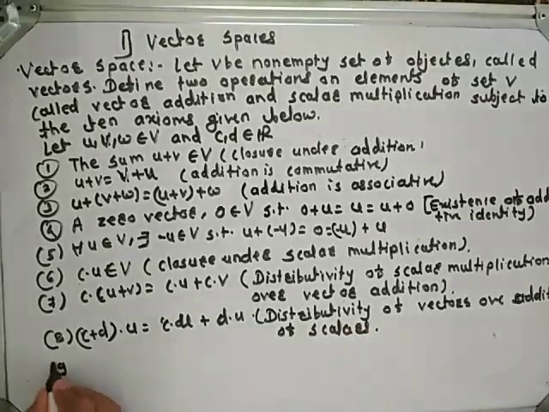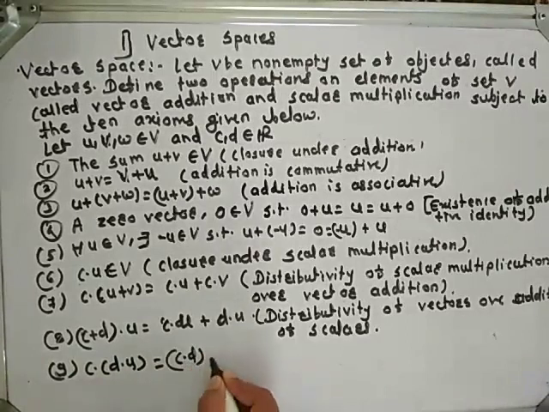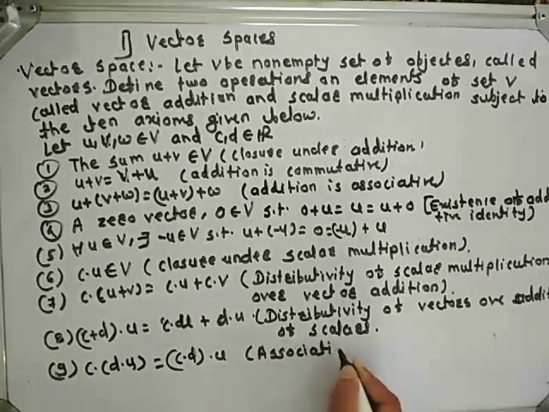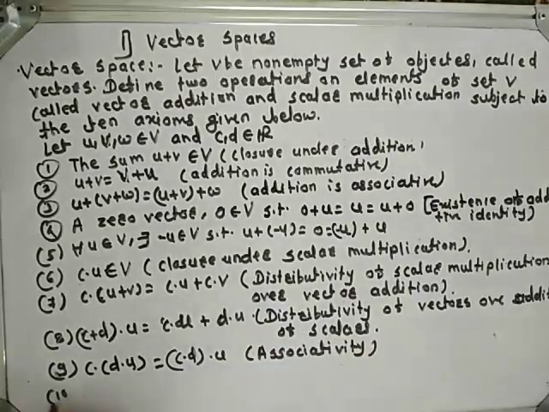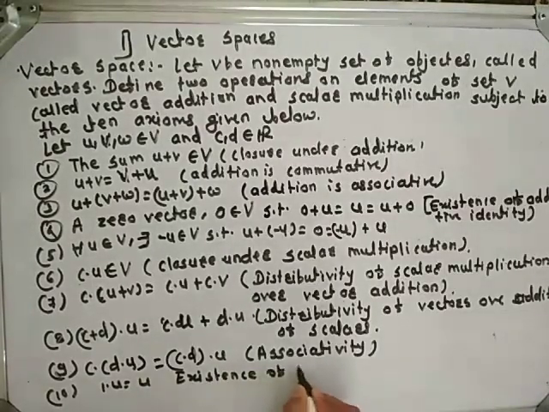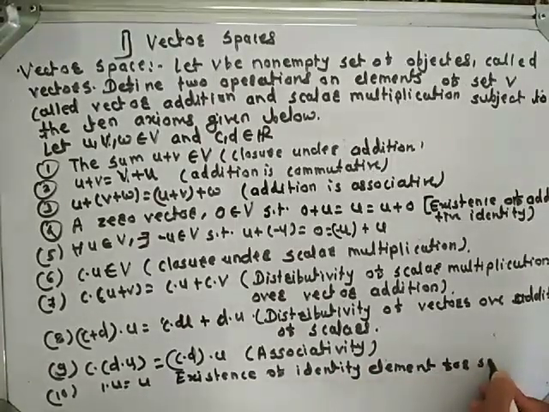The ninth property is c into (d into u) is equal to (c into d) into u. Associativity. And the last one is 1 into u is equal to u. Existence of identity element for scalar multiplication.